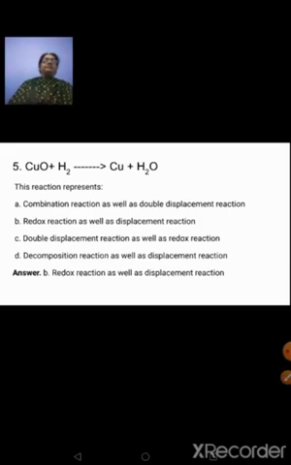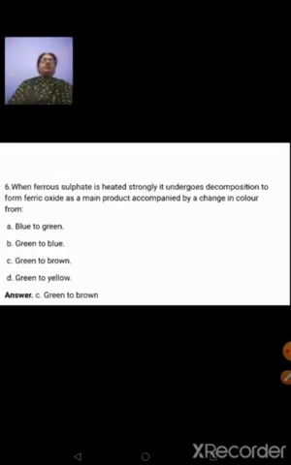Next question. When ferrous sulfate is heated strongly, it undergoes decomposition reaction to form ferric oxide as a main product, accompanied by a change in color from blue to green, green to blue, green to brown and green to yellow. The answer would be green to brown. Ferrous sulfate is green in color. When it is heated strongly, it turns brown in color. So option C is the answer.